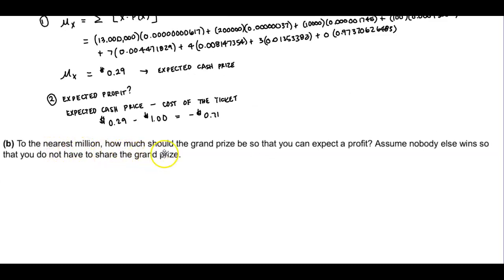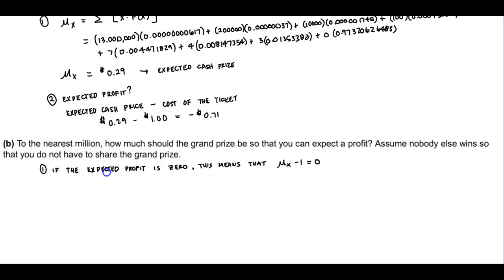Okay, let's take a look at part B. It says, to the nearest million, how much should the grand prize be so that you can expect a profit? Assume nobody else wins so that you do not have to share the grand prize. Now if the expected profit is 0, this means that we take the expected mean and subtract 1 and set it equal to 0. We're going to use this equation to find the grand prize.